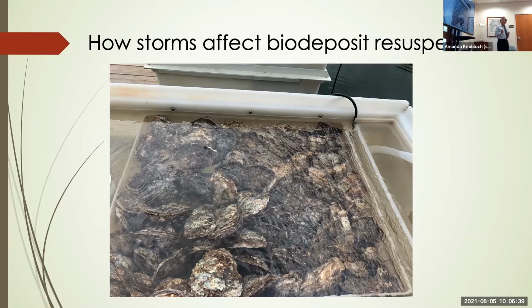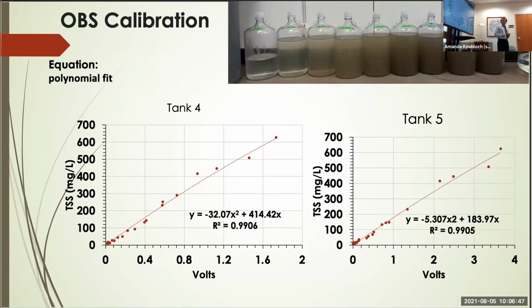And here are the oysters we used for biodeposits during the course of the experiment. And this is OBS. As you can see, the log is darker as the shear stress increases. OBS calibration was done at the end of the experiment, so we have sediment and biodeposit in the water so we can collect good data. And I used a polynomial fit to analyze the data for all tanks 1 through 6. And these are examples of 4 and 5.